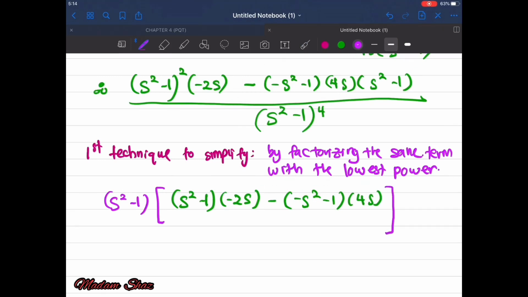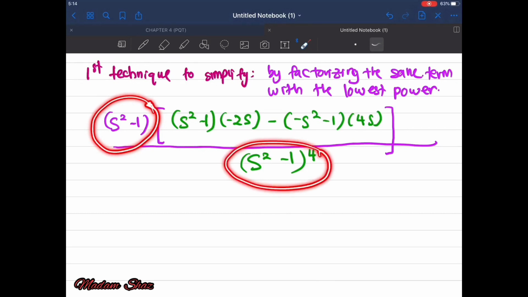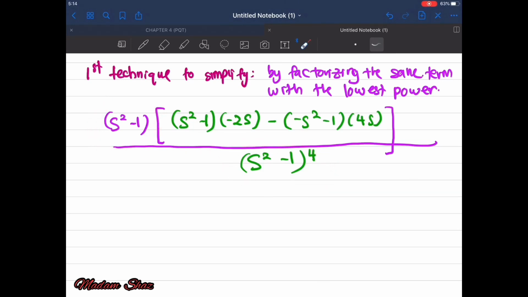Divide with s square minus 1 the power of 4. Okay, so now you have s square minus 1 with the power of 1 outside, and you have s square minus 1 with the power of 4 at the denominator. So we can cancel out. But for the denominator here, this one will become power 3.